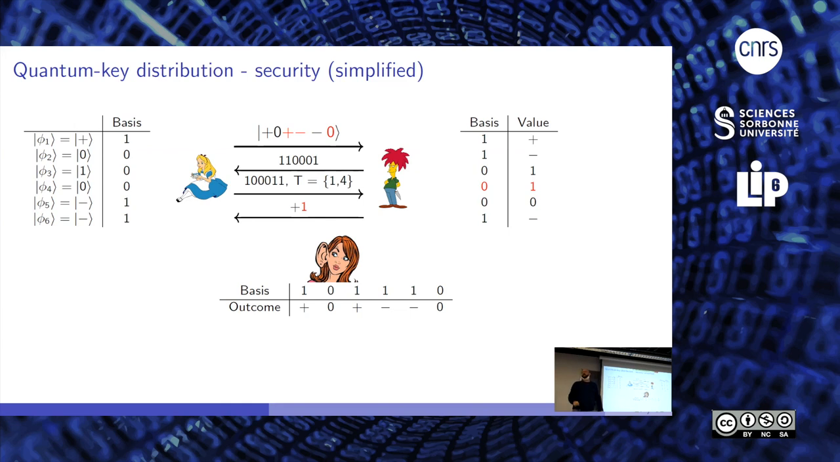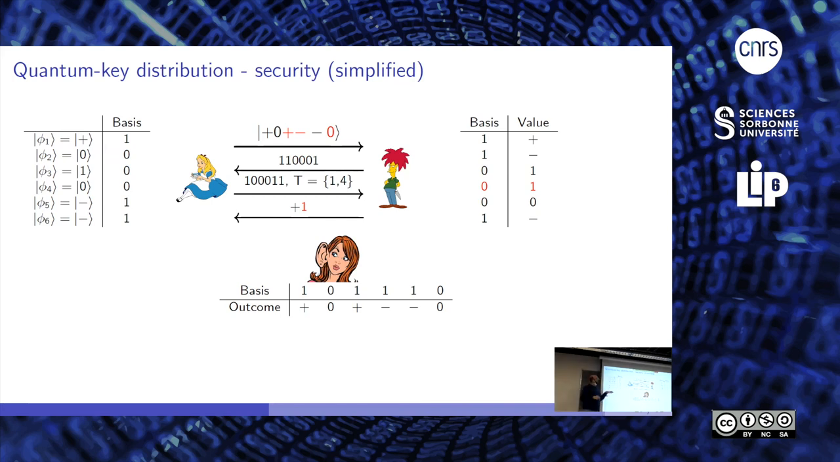What if by chance E guessed the right basis all the time, or Bob chose the same basis? That's why 6 is not a good number. You have to have lambda. Lambda is a security parameter. The probability that E chooses the right basis every time should be negligible, exponentially small in lambda. And lambda should be big enough such that when E is doing something non-negligible, then Alice and Bob will notice that.